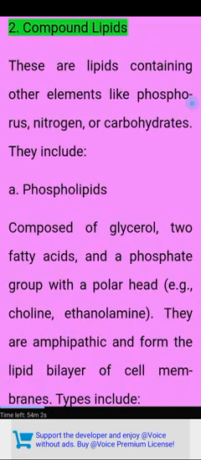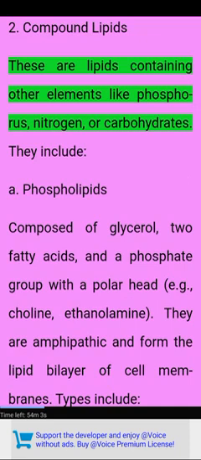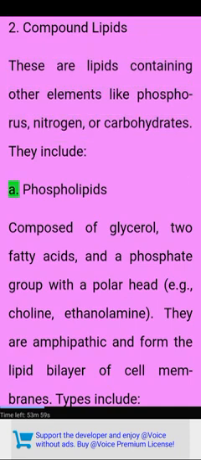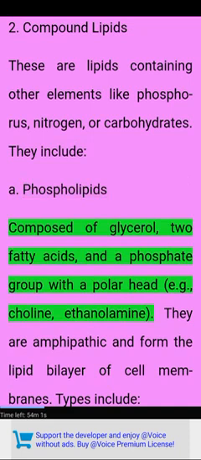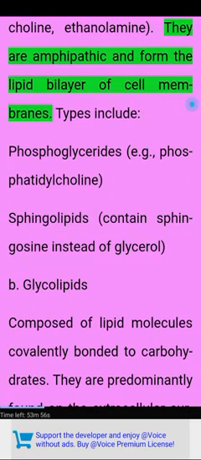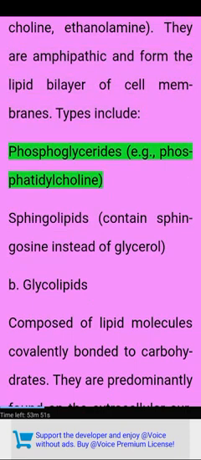2. Compound lipids. These are lipids containing other elements like phosphorus, nitrogen, or carbohydrates. They include A. Phospholipids. Composed of glycerol, 2 fatty acids, and a phosphate group with a polar head, e.g., choline, ethanolamine. They are amphipathic and form the lipid bilayer of cell membranes. Types include phosphoglycerides, e.g., phosphatidylcholine.